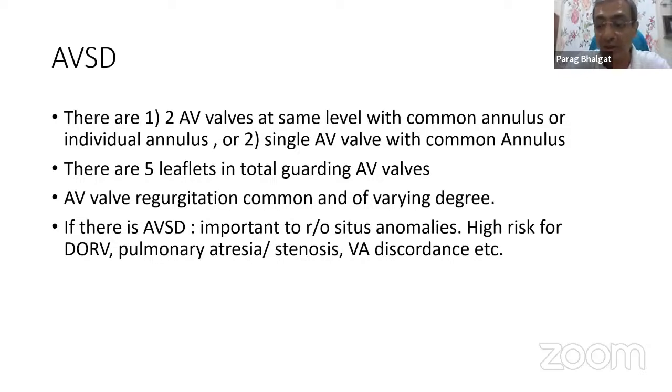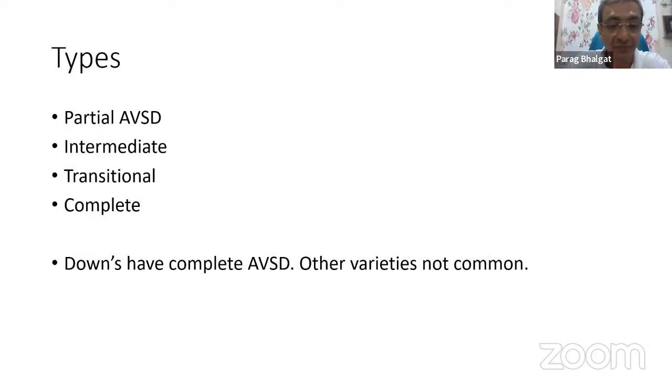So it is important to analyze everything in AVSD. If anything else is there, always look for the associated anomalies. Syndromic diagnosis is quite common in this. So types are partial, intermediate, transitional, and complete. In Down syndrome, commonest AVSD is complete. Other varieties are not so common in Down syndrome.